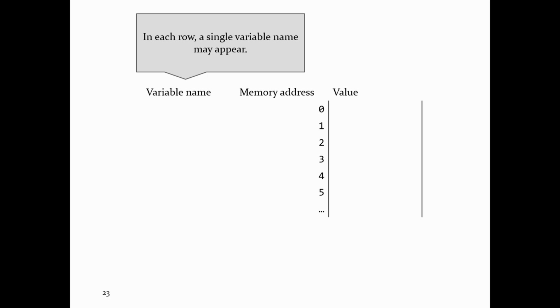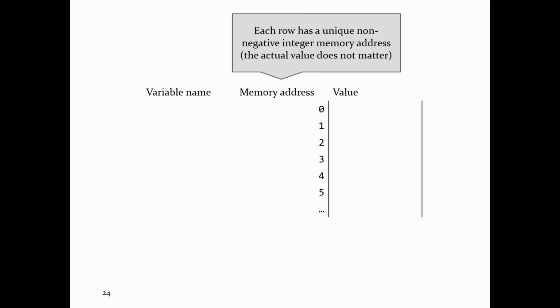What I'm going to try to do is draw a picture of computer memory, and all that we're going to use is a table. It has 3 columns. In the first column, you can put a variable name on any row. In each row, you get to use one variable name. On each row, every row gets assigned a unique non-zero integer value, which is called its address. If you want to think of this as just a big list, that's fine. The first row has index 0, the next row has index 1, the next row has index 2, and so on.